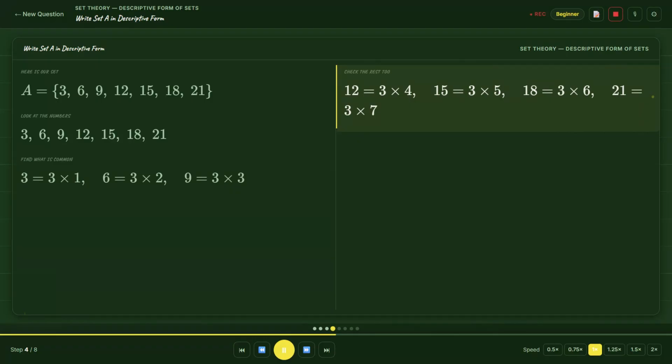Let's keep going. 12 is 3 times 4, 15 is 3 times 5, 18 is 3 times 6, and 21 is 3 times 7. Yes, every single number is a multiple of 3.